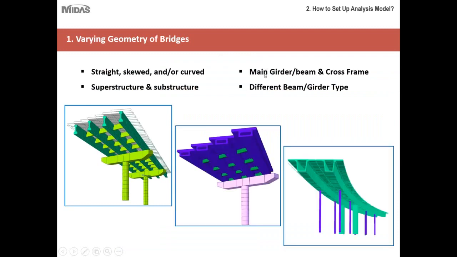So straight, skewed, or curved, and also you can see different types of girders as an example with these three pictures. How the main girder, beam, and cross frame can all be considered together with the substructure as well.